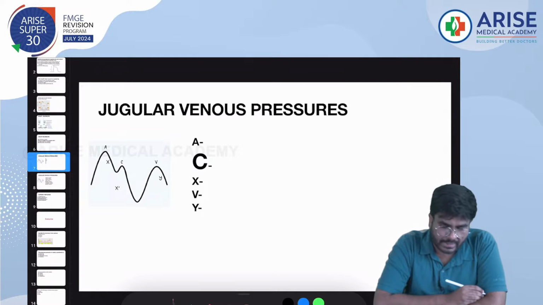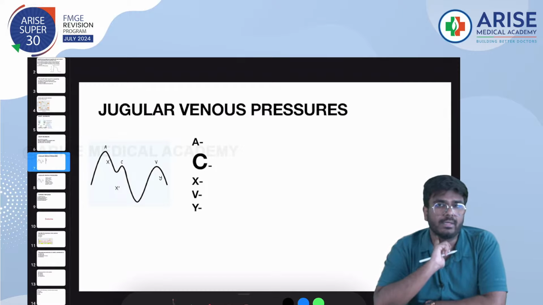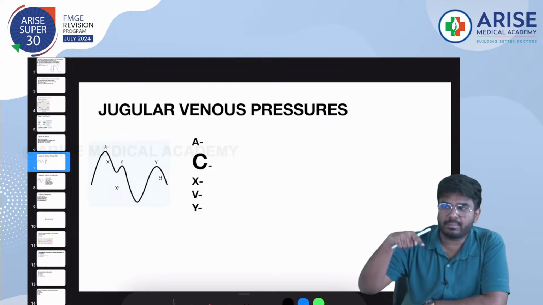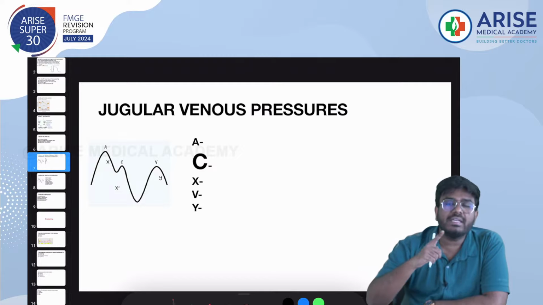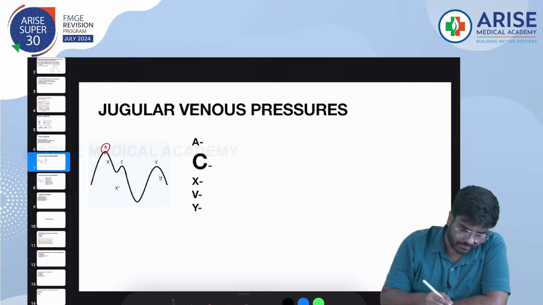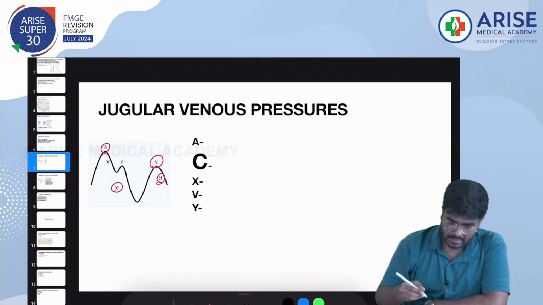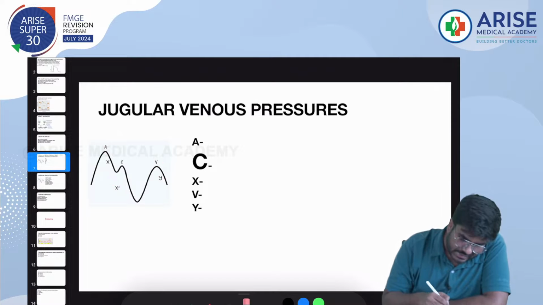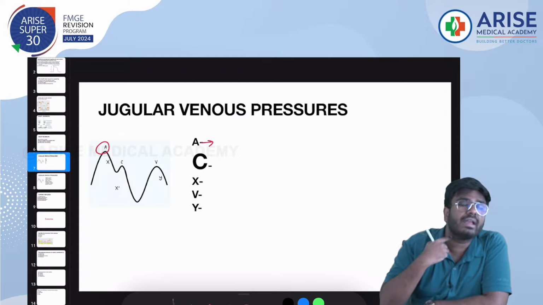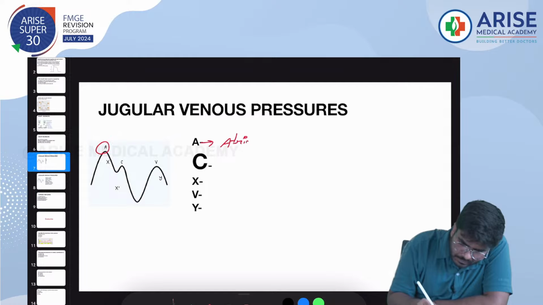The next most anticipated area in your exam is the jugular venous pressure, the pressure changes in your internal jugular vein. Sometimes the pressure increases and sometimes the pressure decreases. So these pressure changes are noted here. See, A wave, the pressure is increasing. X wave, the pressure is decreasing. V wave, the pressure is increasing. Y wave, the pressure is decreasing. So you will have these A, C, X, V, Y waves. The A wave is the rise in pressure in the internal jugular vein during atrial contraction.